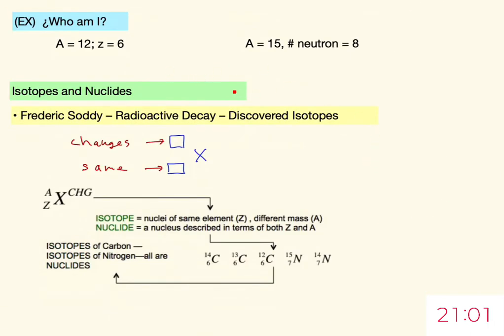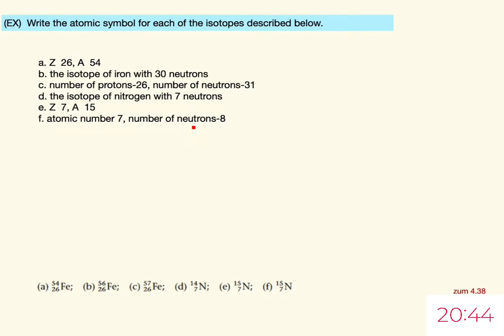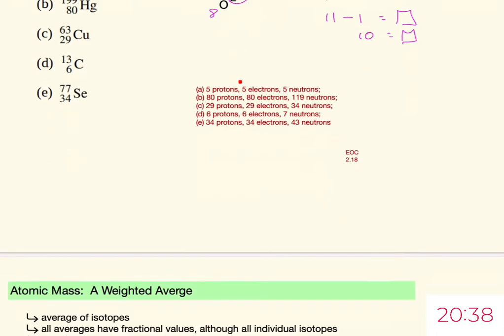These are the type of questions you see. Who am I? If I tell you A is 12 and Z is 6, who are you? There we go. A little bit of radioactive decay and this idea of isotopes. I just told you that's the same atomic number, different atomic mass. That goes on to get explained. Some more sample problems, and here's some that actually put charge into it.